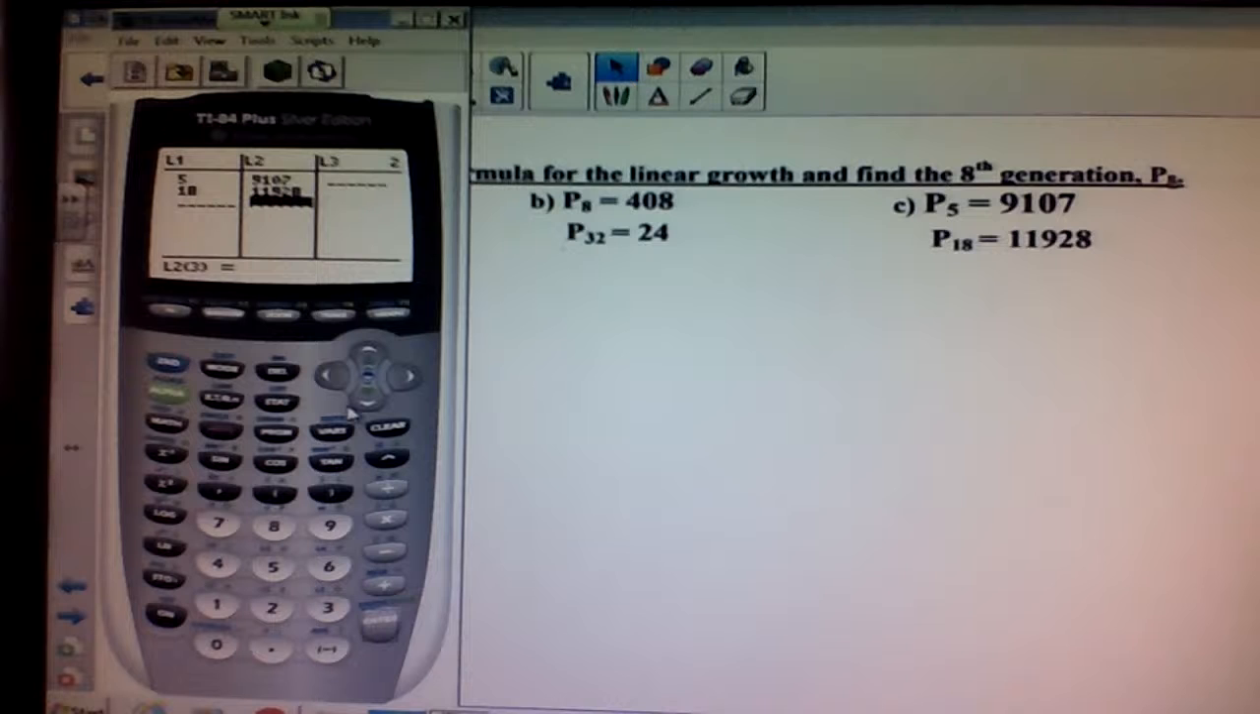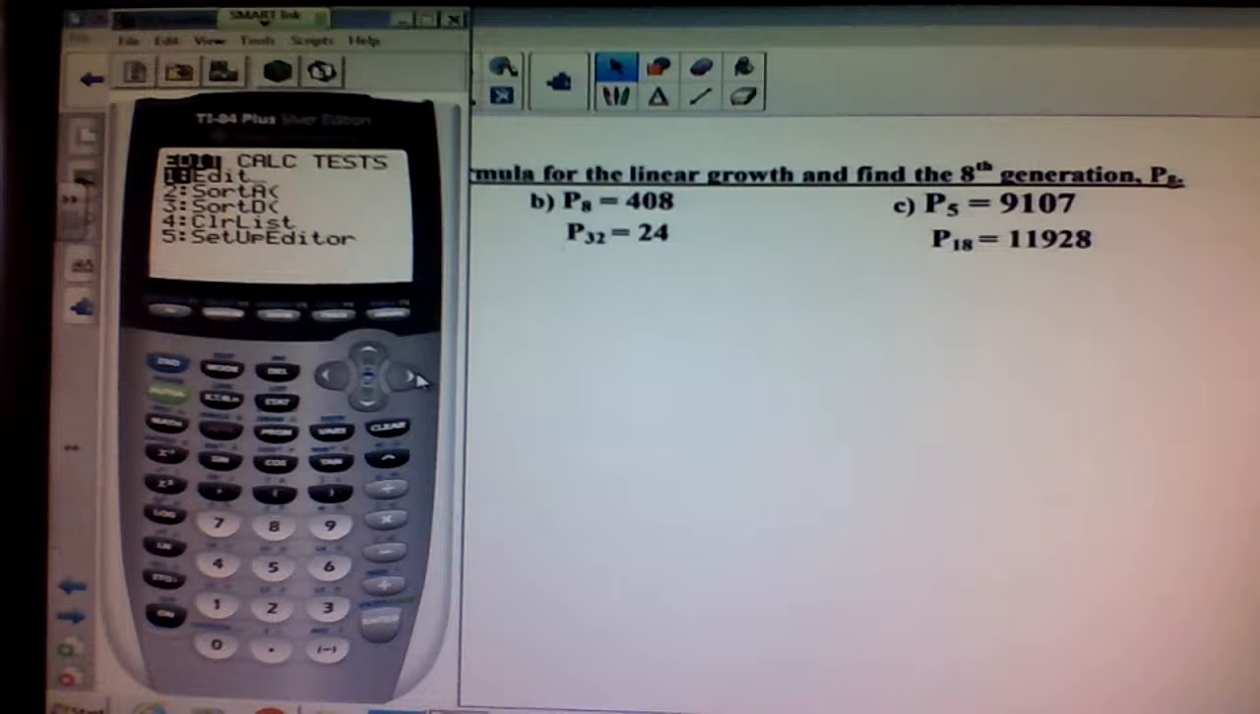Okay, all right. If you go to stat now, once you have the points entered, go over to calculate. So scroll over to CALC. Choice number 4 says linear regression. Your calculator will give you the formula. So if you hit choice number 4 and hit enter, there's your equation. Y equals 217x plus 8,022.